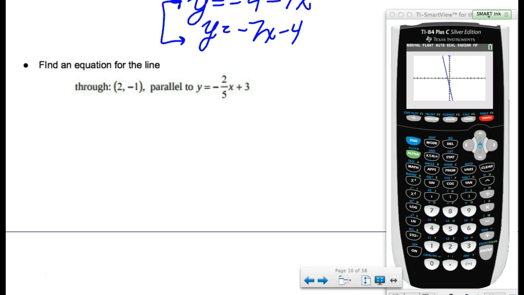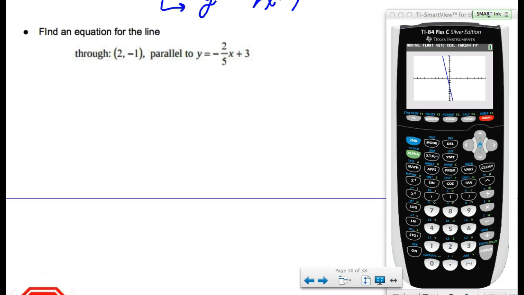Second task. This one's a little bit more difficult, so I'm going to do one example, but I'm going to change this to a part A, parallel to, and then for part B, we're also going to do perpendicular to that line. I'm going to go really slow, but if you are stuck on this, you're just going to have to watch the example again. So I want an equation that's going to go through 2, negative 1.